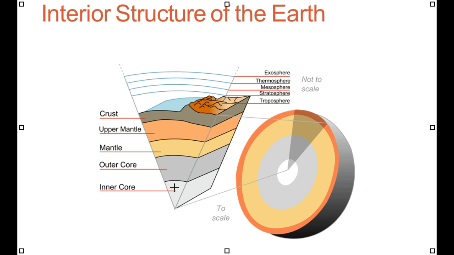Now, how about the temperature? The temperature is estimated at about 5,000 to 6,000 degrees Celsius. Get that in your notes. And the pressure is thought to be 330 to 360 GPa, which you don't really understand. But what you will understand is it's 3 million times that of the atmosphere on the surface. So get that in your notes as well.